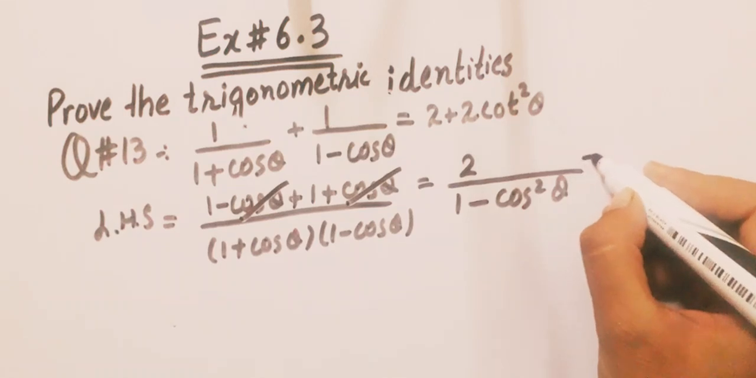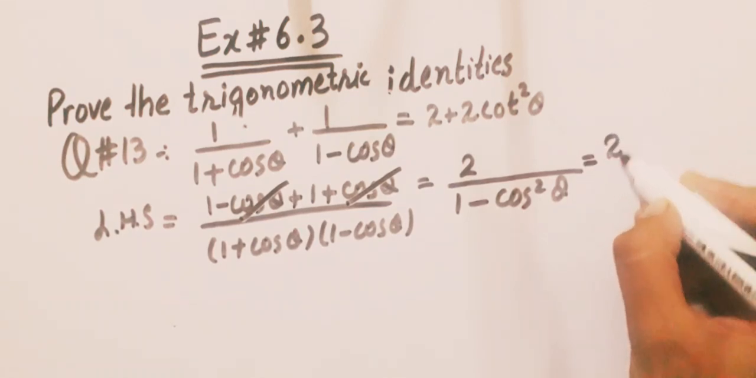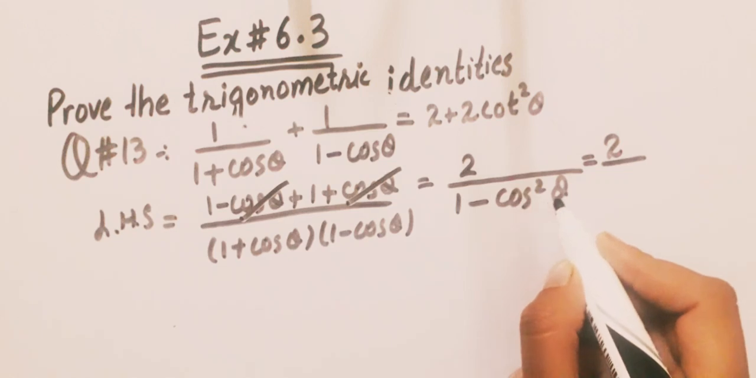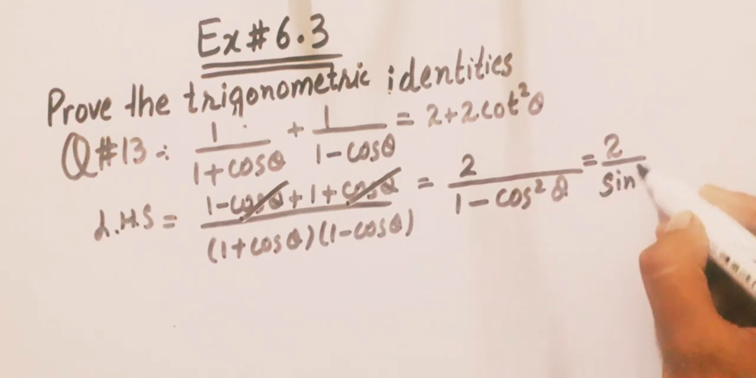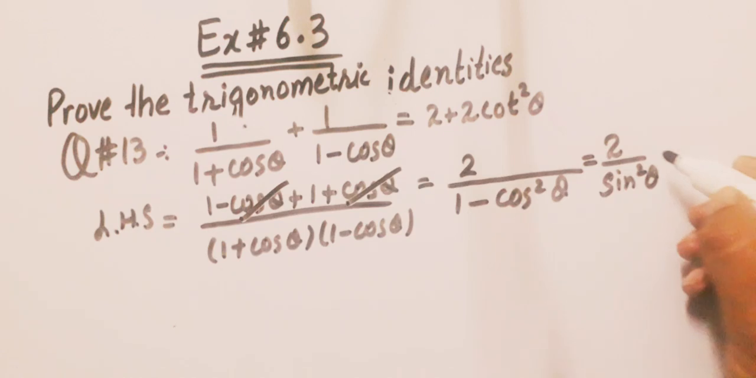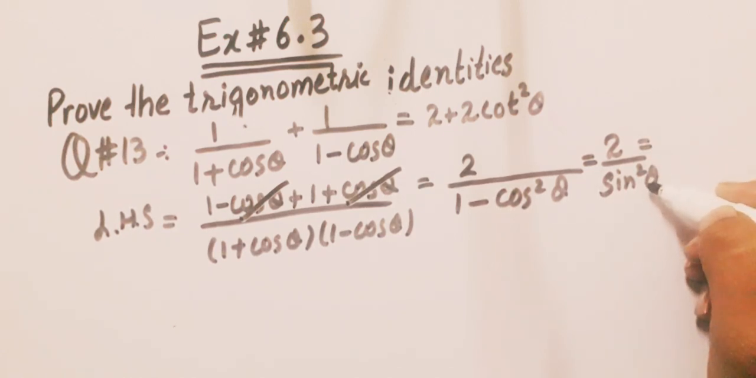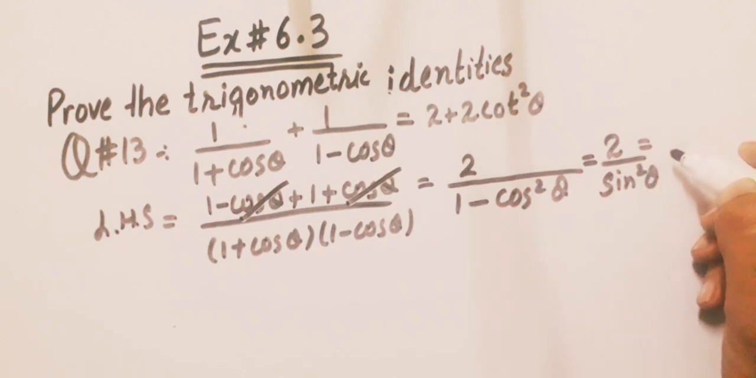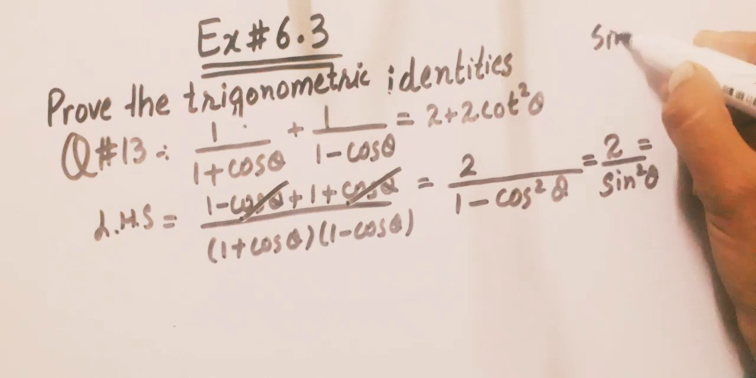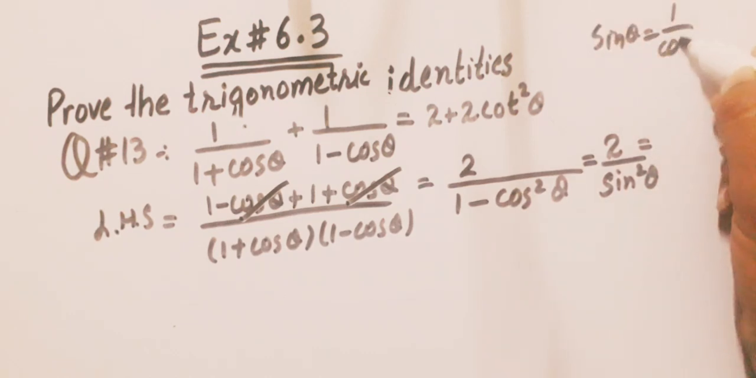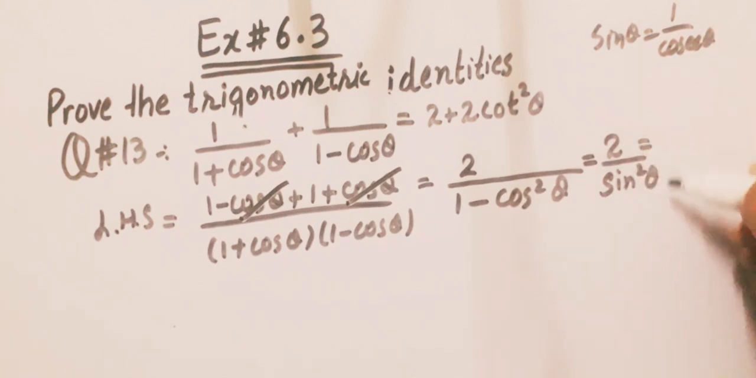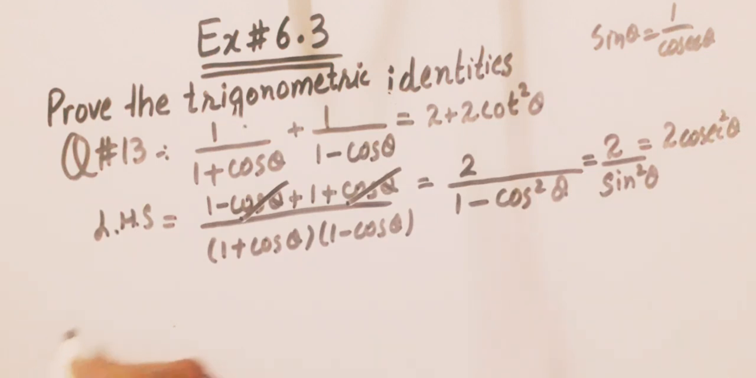Now this is equal to 1 minus cos square theta, which is equal to sin square theta. And we know that sin theta is equal to 1 over cosecant theta, so 1 over sin square theta is equal to cosecant square theta. So this is the left hand side.